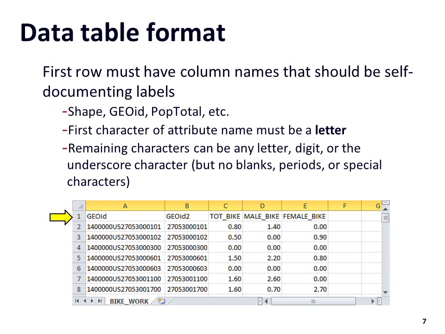The first character of an attribute name must be a letter. You cannot start a column with a number. The remaining can be any letters, digits, or underscore characters, but you cannot use blanks, periods, or special characters. No dollar signs or exclamation points. Standard ArcGIS Esri related file type rules: letters, numbers, and underscores only, please.